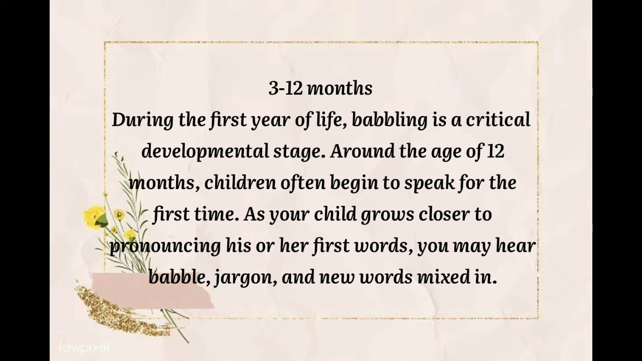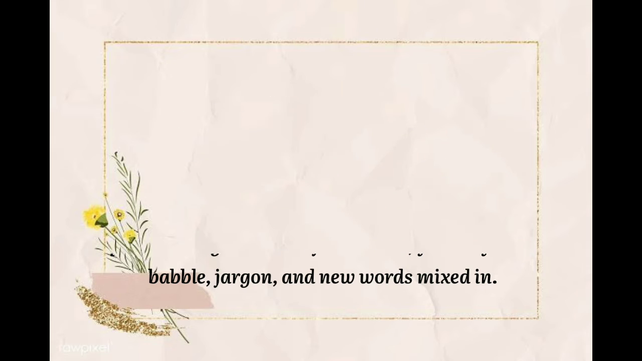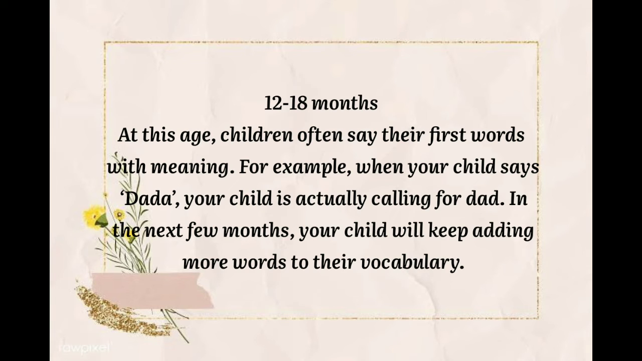3 to 12 months. During the first year of life, babbling is a critical development stage. Around the age of 12 months, children often begin to speak for the first time. As your child grows closer to pronouncing his or her first word, you may hear babble, jargon, and new words mixed in.